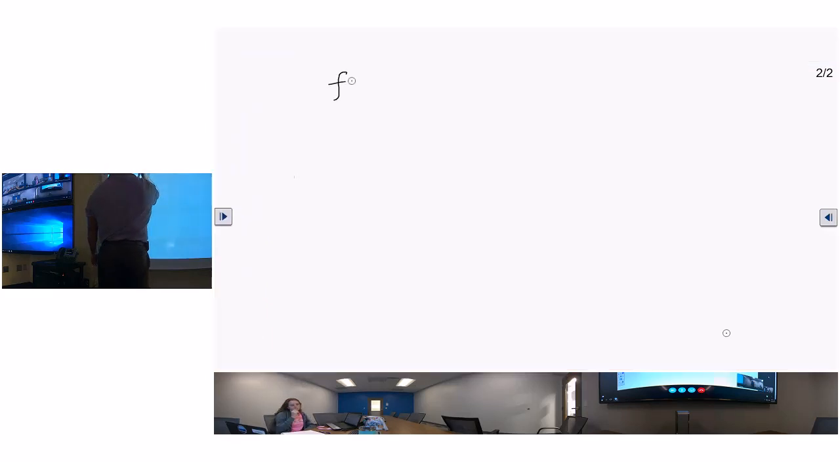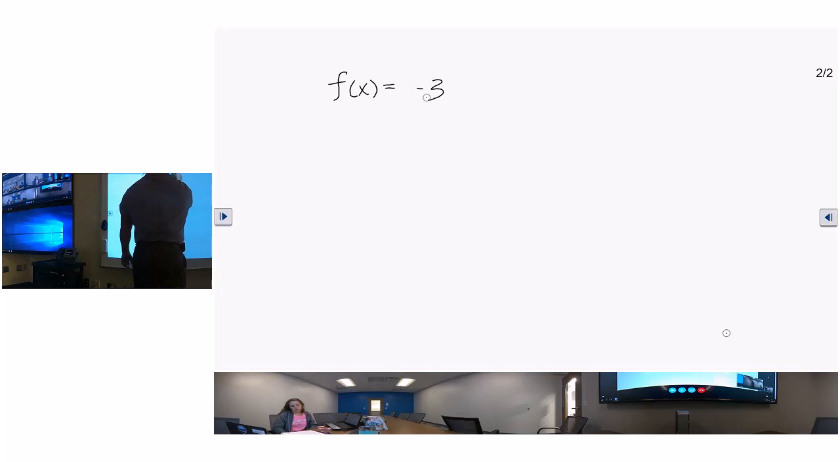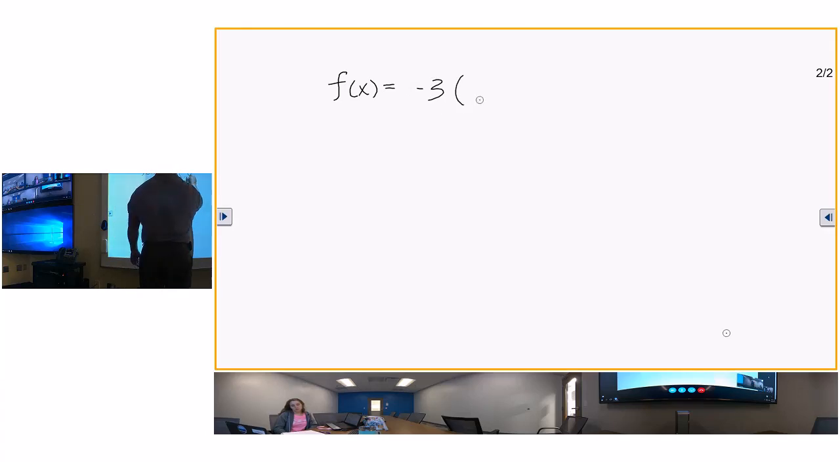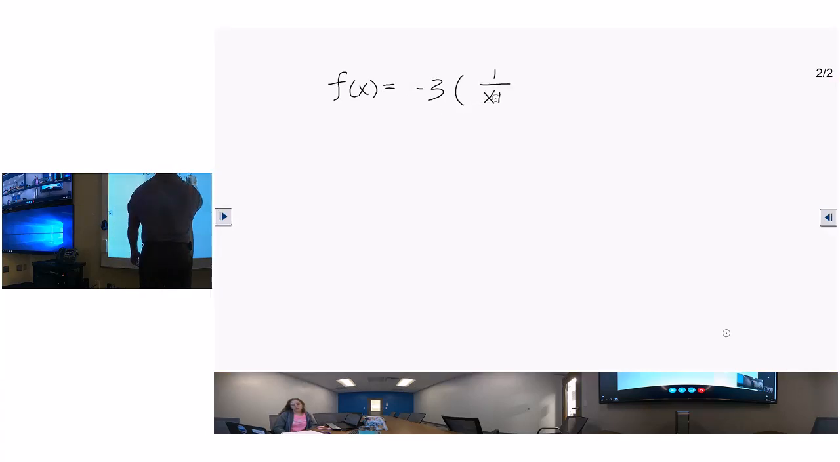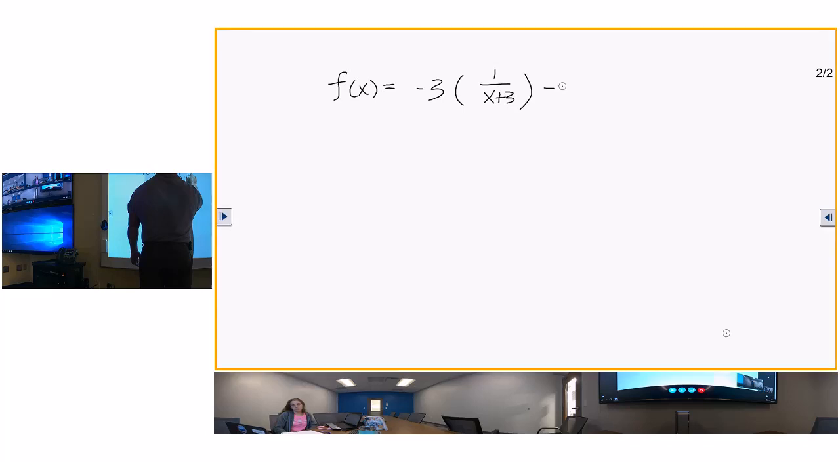F of x equals -3 times parentheses 1 over x plus 3, parentheses, -1. All right, now I want you to use your parent graphs. And I want you to sketch a graph with the parent graph of this one. This is the half a volcano. And then I want you to move it according to the horizontal shift, and then the vertical shift. And then I want you to look at the -3 and tell me what that does.